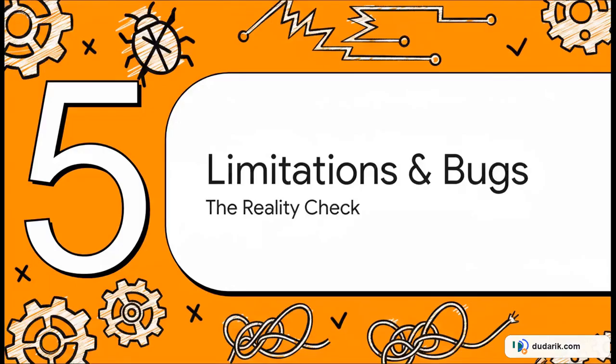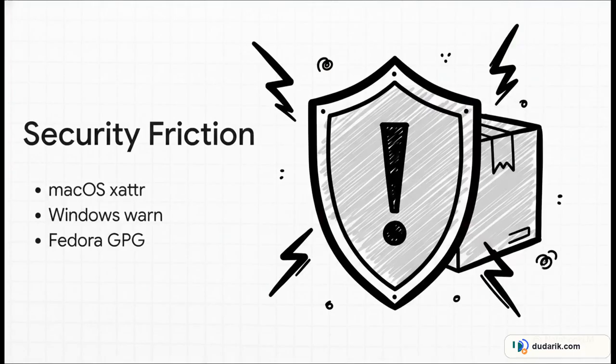Now for Section 5, Limitations and Bugs. Time for the reality check. Look, no software is perfect, especially in early beta, so we want to provide radical transparency on the current friction points. First up is security. Because this is an open-source project, the binaries are currently unsigned, meaning your operating system is going to step in and try to protect you.